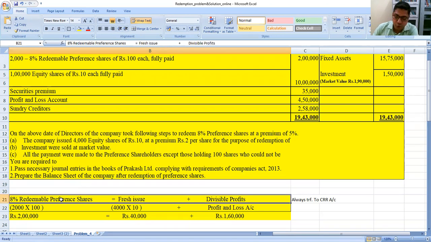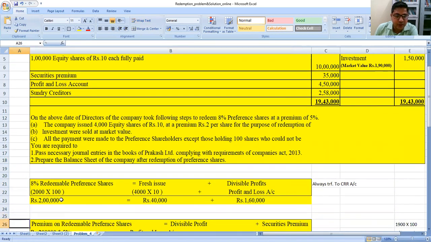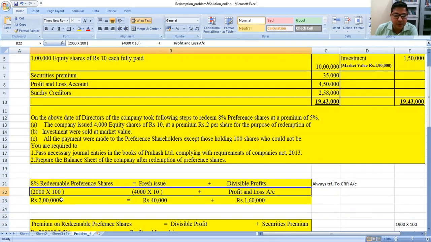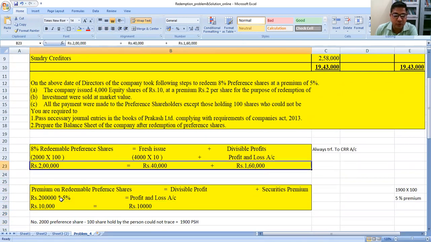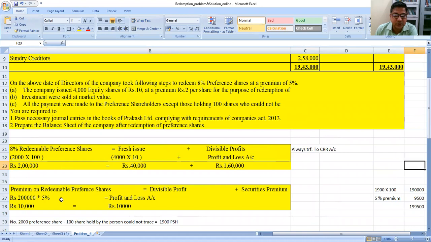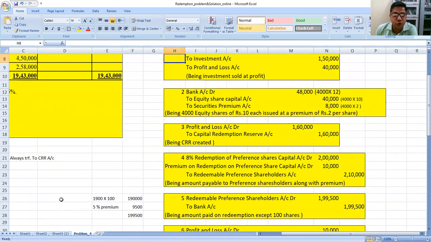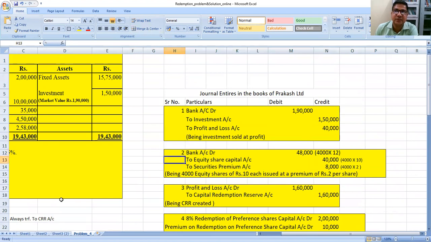We should know how we find this particular value, 2 lakh rupees, and how we bifurcate the fresh issue and divisible profits. Even the premium value we will collect from the divisible profit, that you should know. So you should write all these points, all the general entries, in your notebook. Then we will discuss how to draw the balance sheet after redemption. Before drawing the balance sheet, we have to understand the cash balances and how we will adjust them. For that purpose, we will prepare the cash or bank account. That also we will discuss.